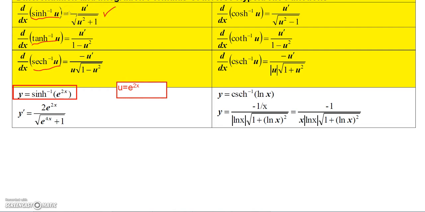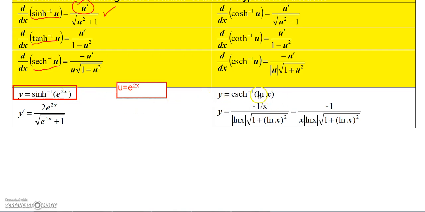So if I want to find the derivative of this, I'll go up to this first formula here, and I'll say, okay, it's going to have u prime in the numerator. So that would just be the derivative of this. The derivative of e to the 2x is 2e to the 2x. And then in the denominator, it's going to have the square root of u squared plus 1. If you square e to the 2x, you get e to the 4x, and then plus 1, all in the radical. So that would be the derivative of this particular function.